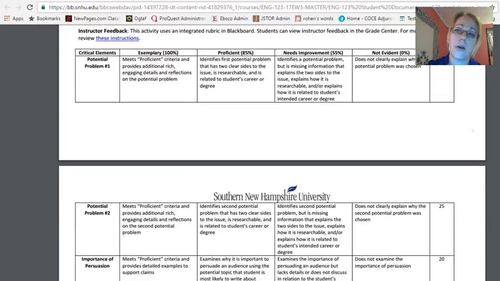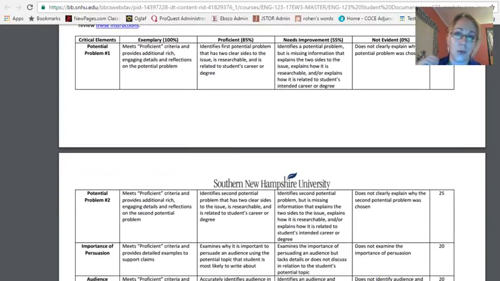And these are our critical elements. This is really the key to your level of success with a given assignment. Look at the critical elements in the rubric, and it's going to tell you exactly what level of success you are going to hit. For example, when I'm grading, I'm going to look at your potential problem 1. That's going to be your first paragraph. Say you want to get an exemplary grade, you want to get 100% on that specific critical element.